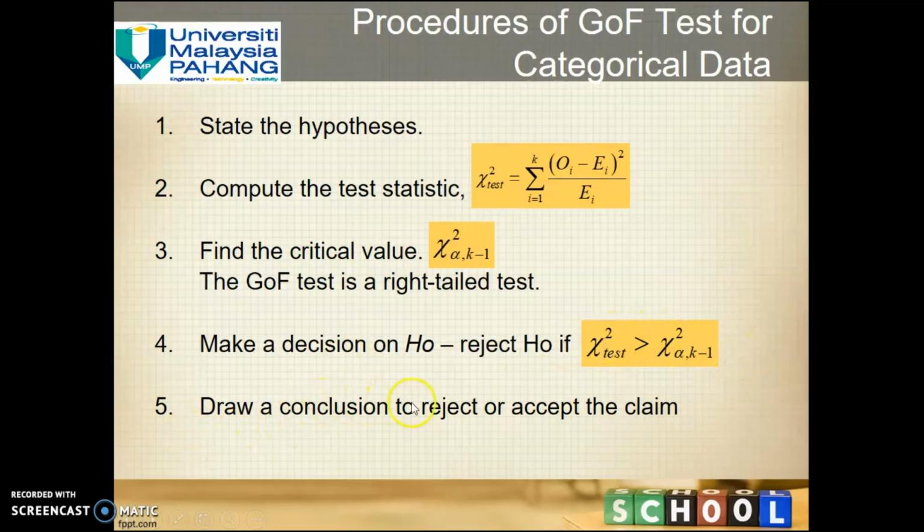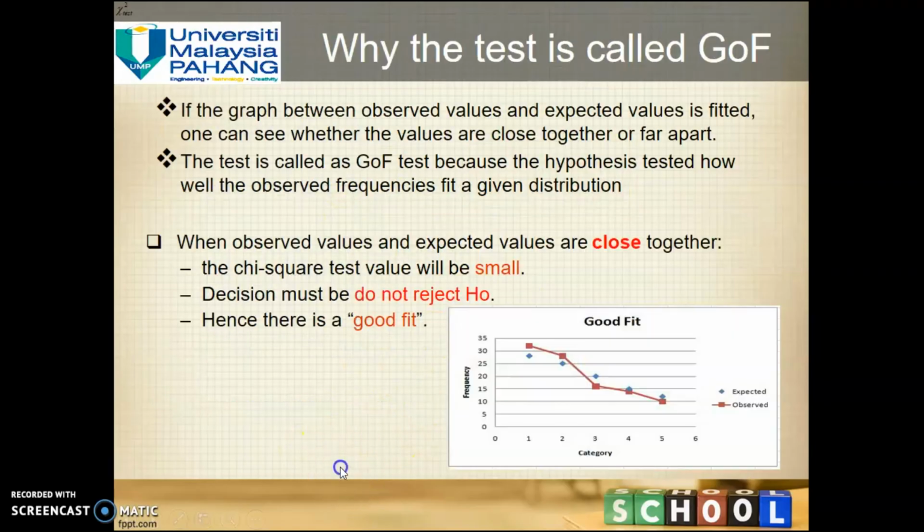Step 5, draw a conclusion to reject or accept the claim. As you know, in step 5 we discuss what happened to the claim, whether you reject the claim or accept the claim. Or you can write which hypothesis you support. If you reject null, it means that you support H1, so you can write the statement of H1 in your conclusion. If you do not reject null, it means that we accept null, so you can write the statement of null here.